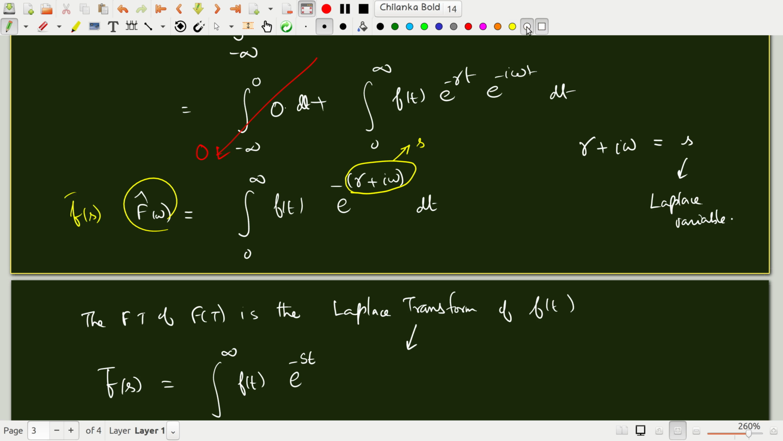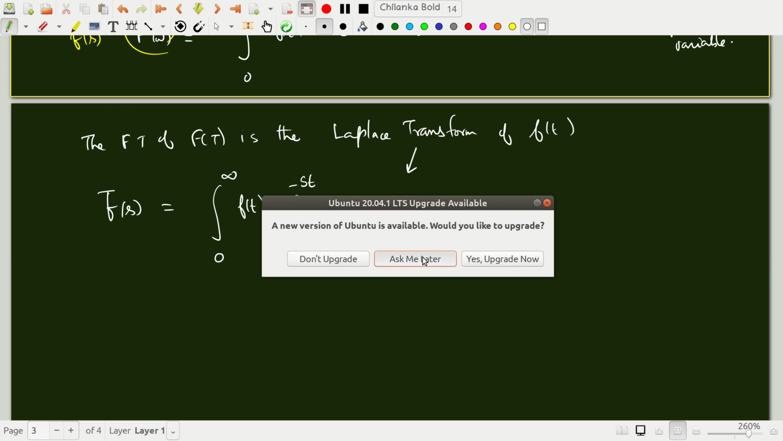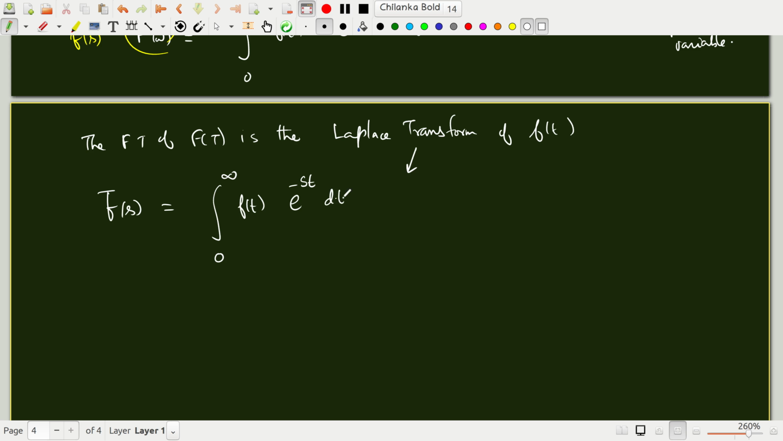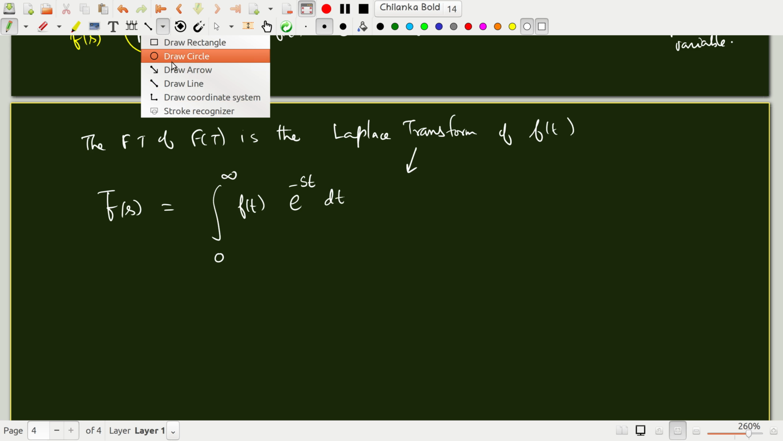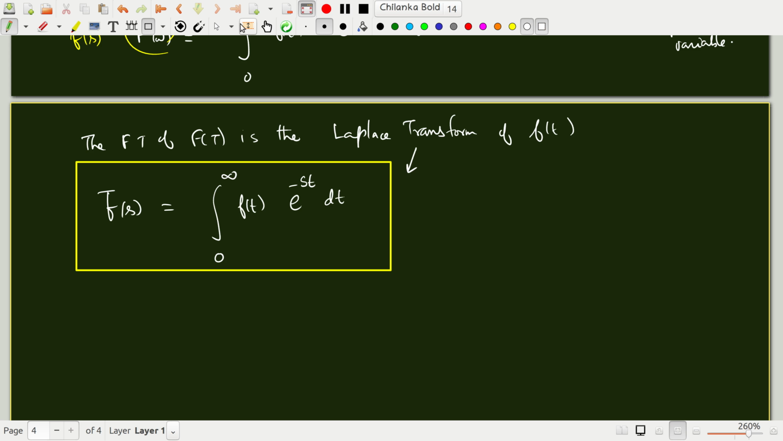Okay, so once you do that, now we have to look at the inverse transform. This is the fundamental definition of the Laplace transform. The Laplace transform of f of t is f bar of s, which is obtained by integrating from 0 to infinity f of t e to the minus st dt.